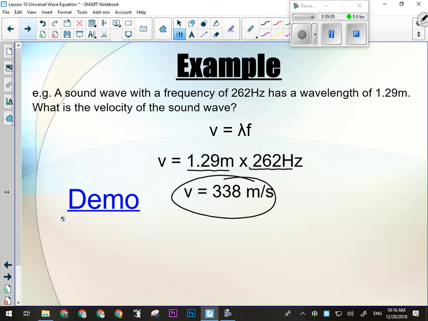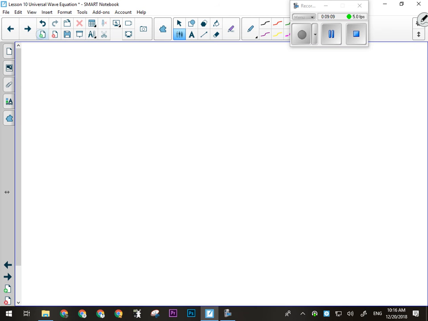All right, something a little more complex would look more like this. I want you guys to write this example down.